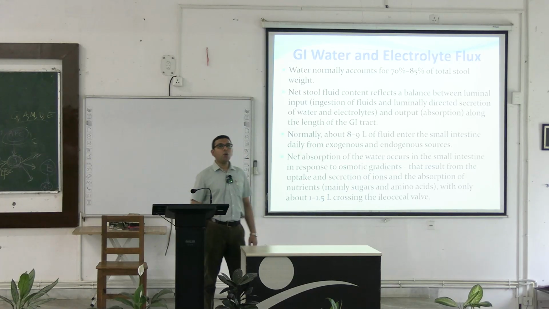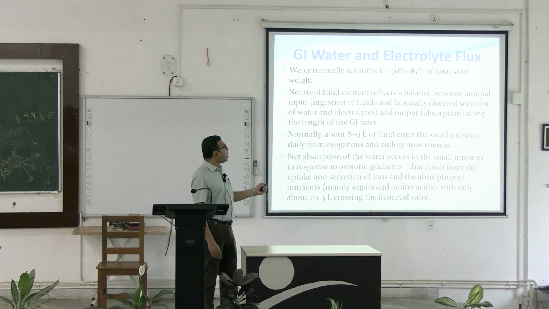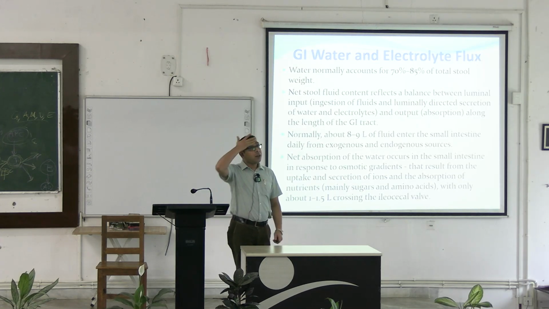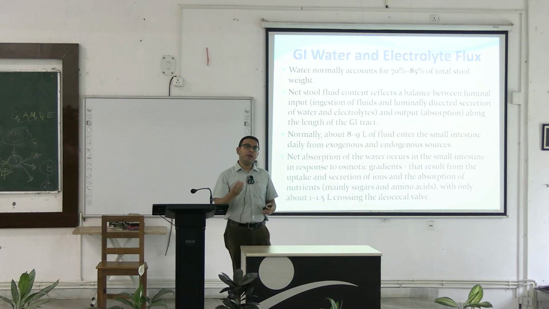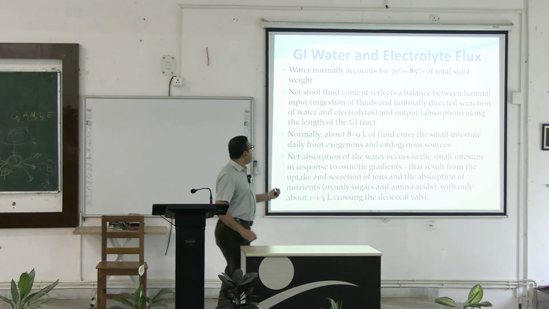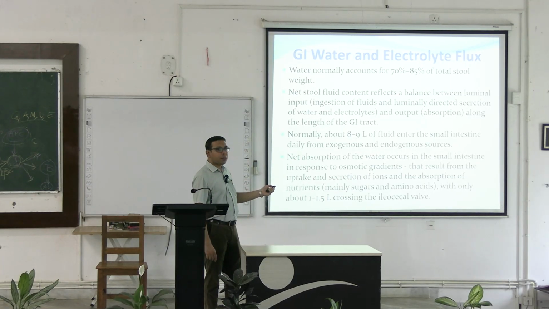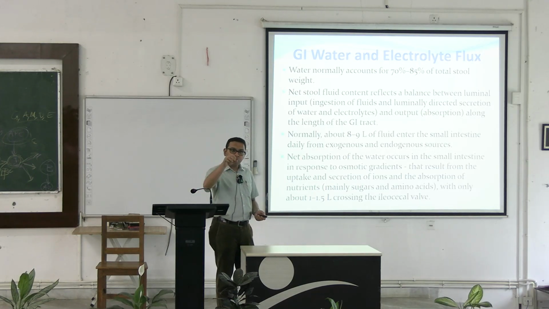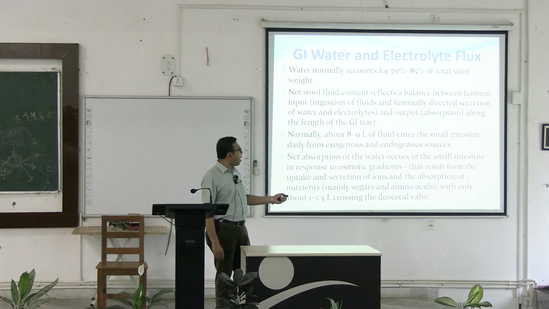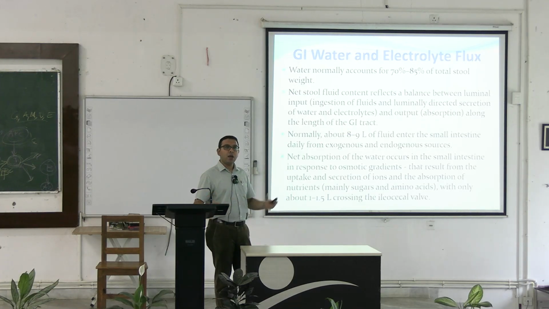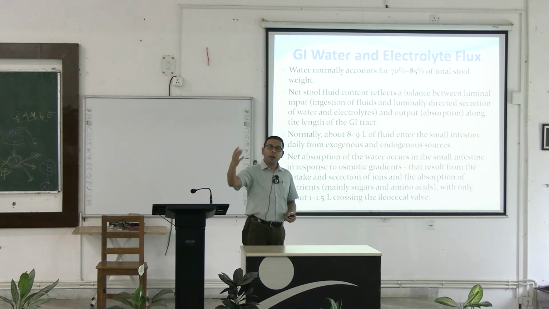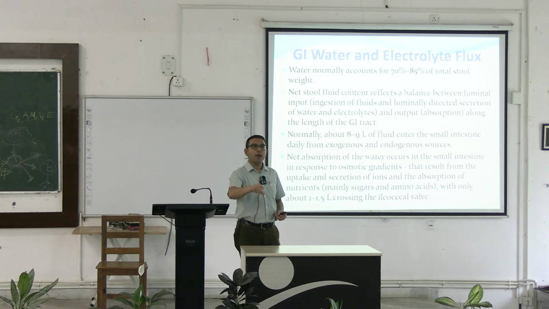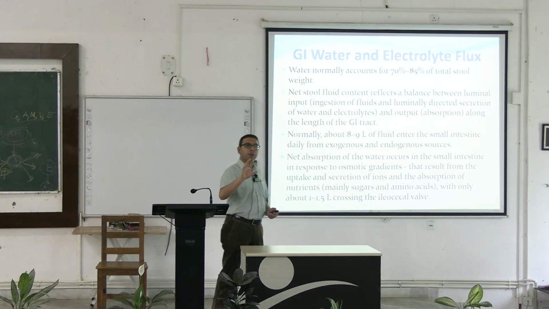So how are gastrointestinal water and electrolytes balanced? Water normally accounts for 70 to 85% of the total stool weight. If there is decreased hydration or decreased water in the stool, ultimately that leads to changes in the stool composition. Net stool fluid content reflects a balance between the luminal input, that is, what amount of fluid comes into the lumen from the intestinal walls, and the output, that is, the absorption along the length of the gastrointestinal tract. That is, what amount of water is absorbed back and what amount is secreted into the lumen. The net balance ultimately determines the composition of the stools.